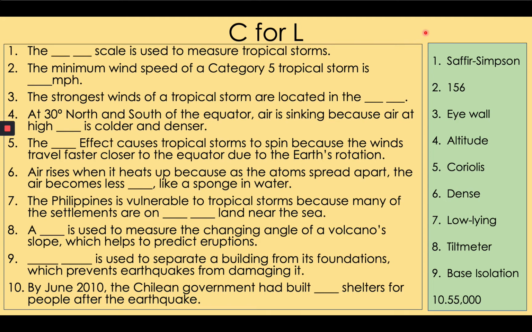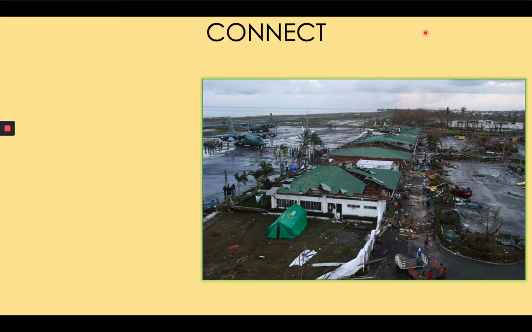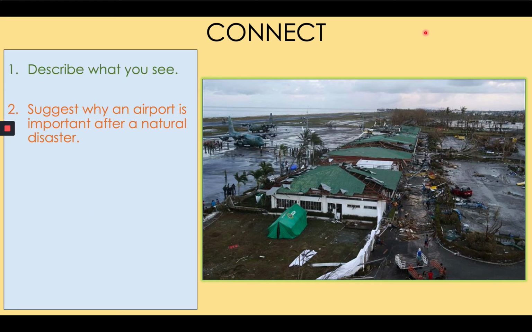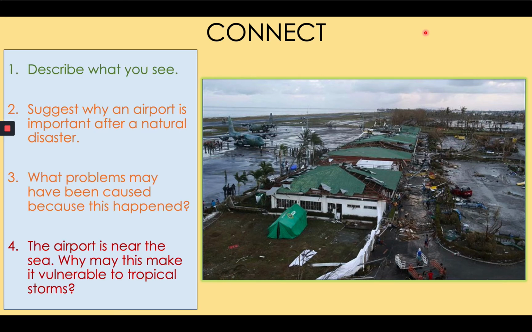To introduce the idea of Typhoon Haiyan's effects, I'm going to show you a photo of one of its effects and some questions. Use the photo and your own understanding to answer the questions, and then we will discuss them. This is Tacloban Airport, an important international airport in the Philippines. So number 1, describe what you see.